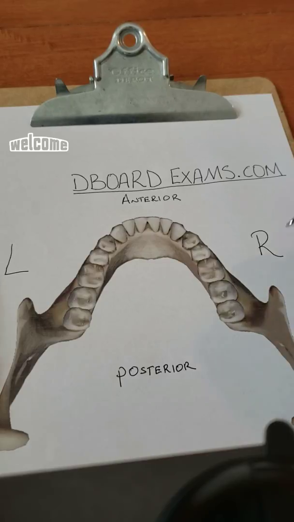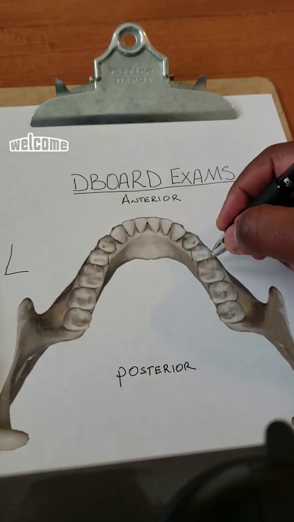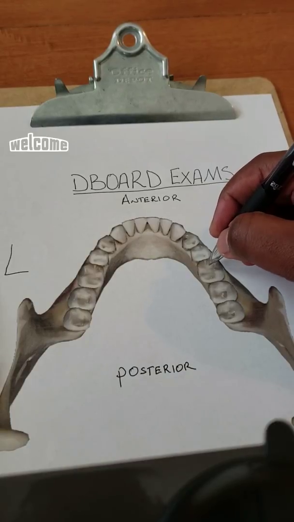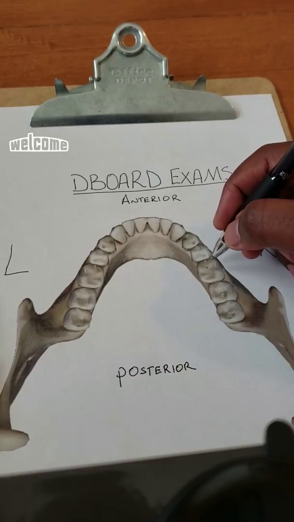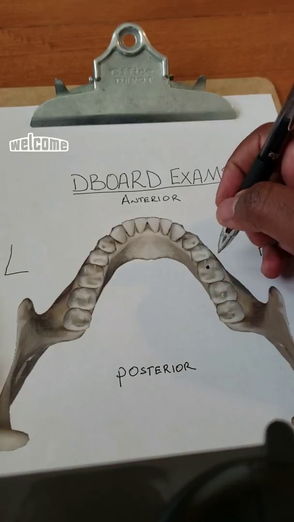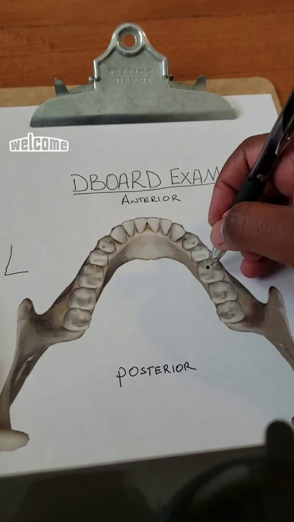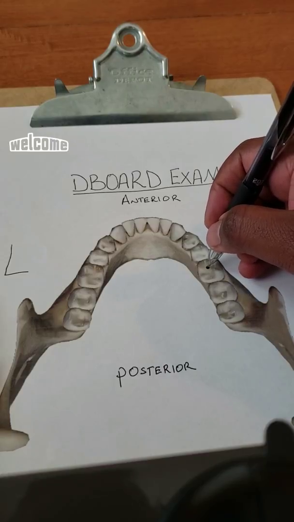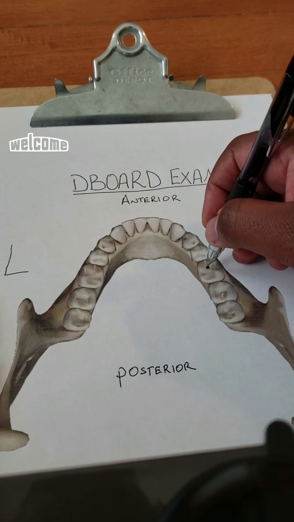Okay, so let's say that you have a contact point here. So obviously this is the mandible, right? If this is the mandible, you have a contact point here. And the tip of my pen is the lingual cusp tip of the maxilla. So consider my pen as one of my maxillary teeth.